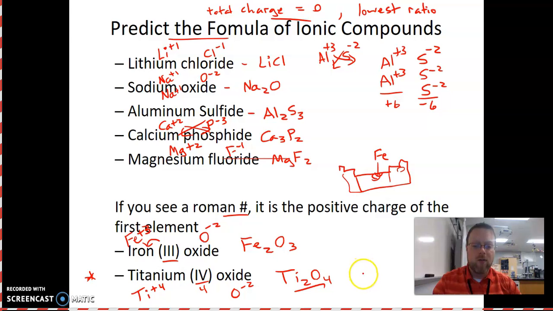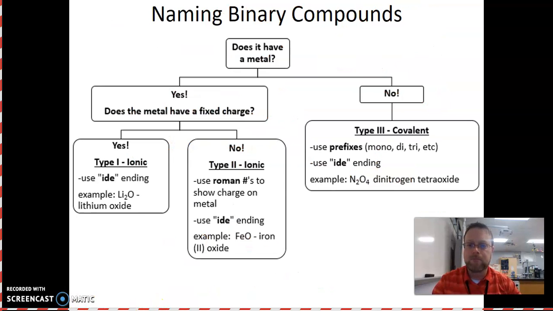And so a better formula for this would be TiO2. And if you go back to the basics of the total charge has to add up to 0, you can see, well, it's really only going to take 2 of these -2s to balance out 1 of these +4s. Okay, so that's a little bit about how to write the formula for ionic compounds.